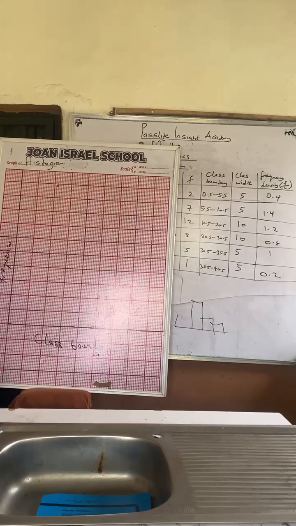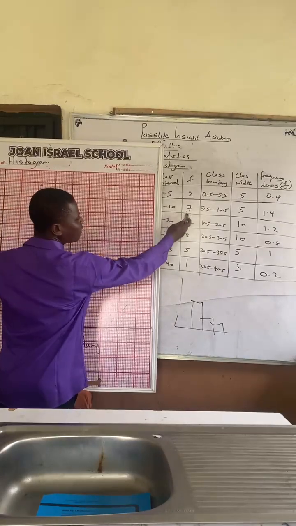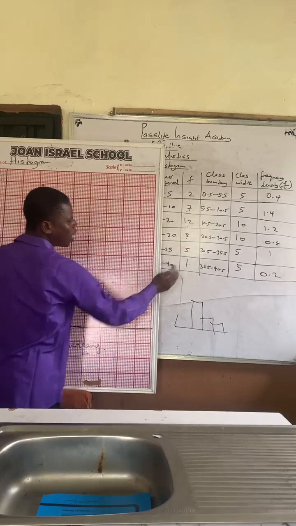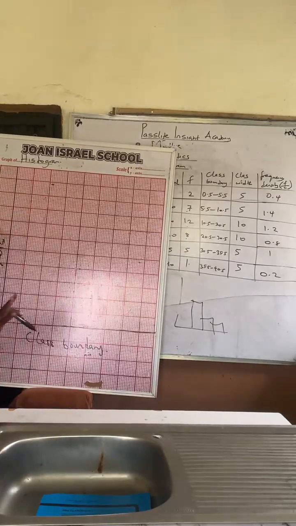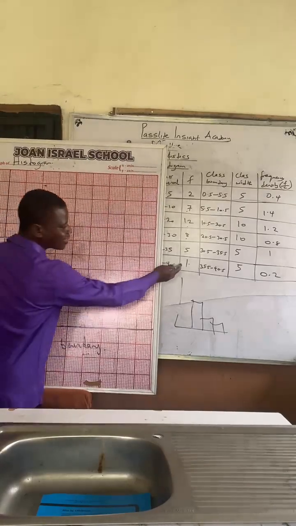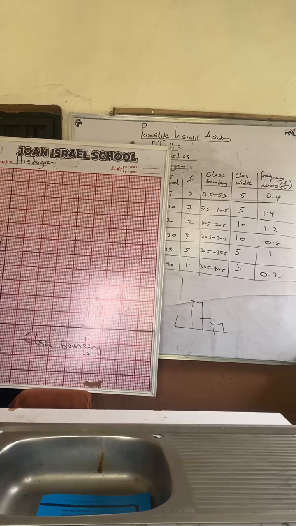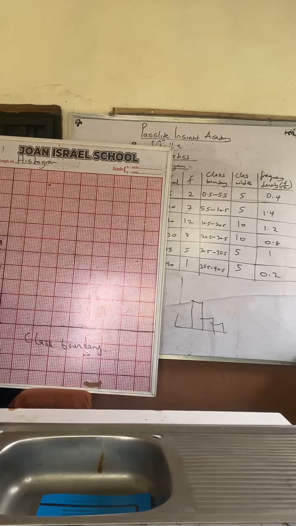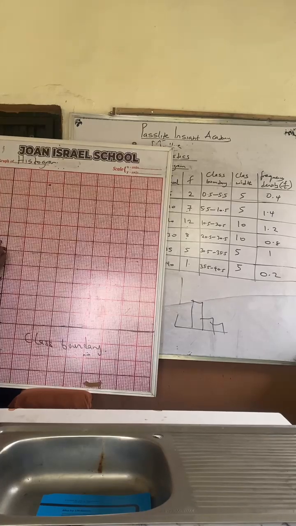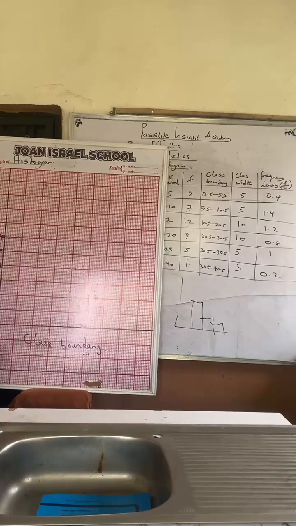Class boundary. So look at the interval here. Here we are having 2, 7, 12, 8, 5, 1. So you can start to pick any number you like. But let's look at the interval. We can use 2 as the interval on frequency. This is 0. This is 2, 4, 6, 8, 10, 12. That is your graph.